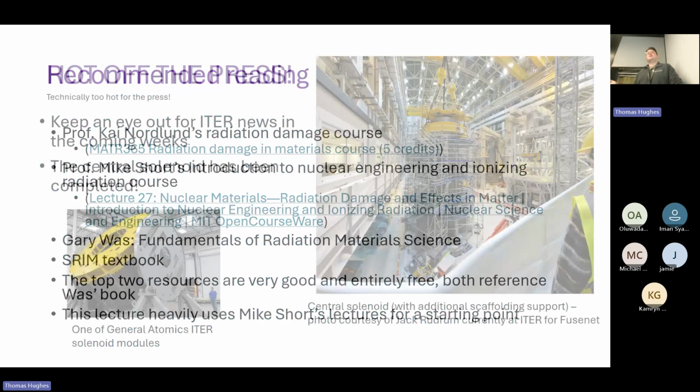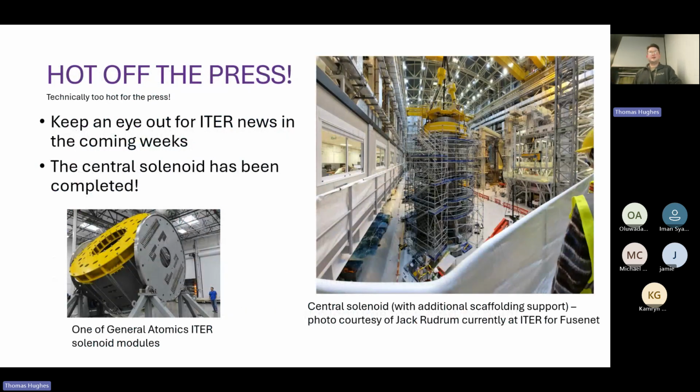So hot off the press, if you're keeping a keen eye on the general chat for Fusion Society, this picture was posted yesterday, which is the central solenoid of ITER. It has been completed. It hasn't even been announced in the news yet, but this is a massive milestone in ITER's completion. As we've already talked about, central solenoids are very important. And there's one of the modules. It's built of 3 or 4 of them made by General Atomics. So hopefully it will actually be installed at some point soon, which is probably when we're going to get the news announcement. All that scaffolding is just there to support it. And you can see it's actually being supported from the top as well. Thank you very much, Jack, for sending the picture in, who's currently out for Usenet.